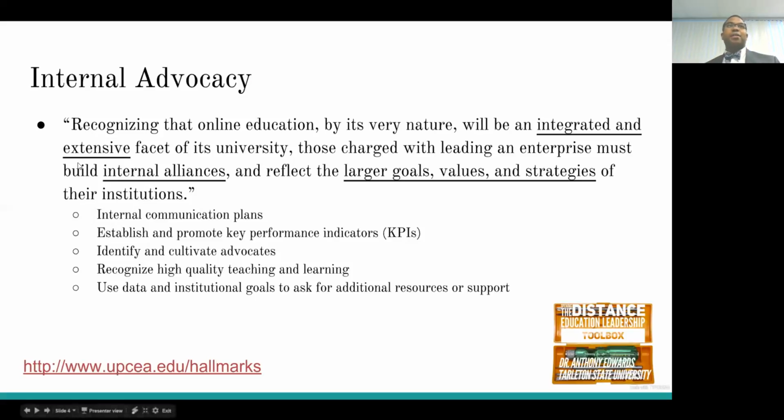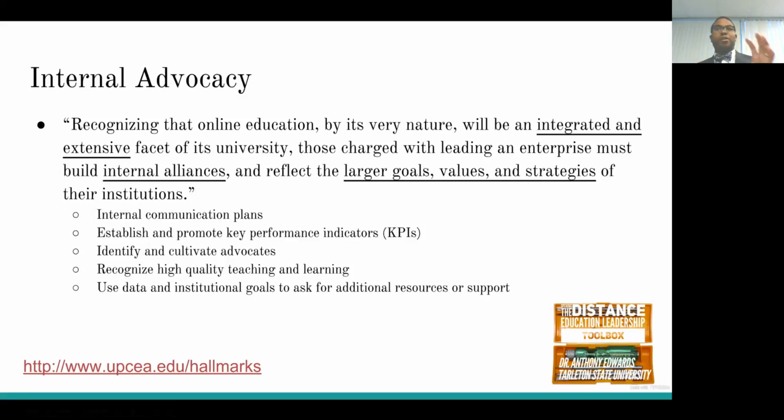One is integrated and extensive. You look at the fact that online education should be integrated. It shouldn't be separate from the whole university. It needs to be integrated. And it needs to be fully extensive and developed.